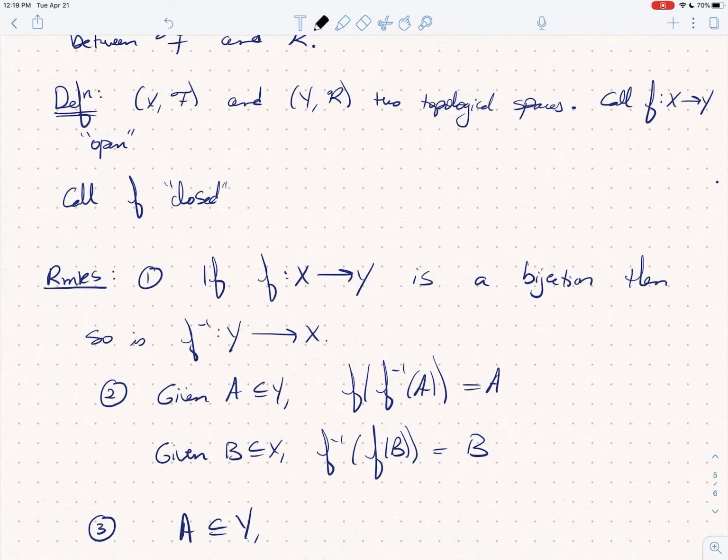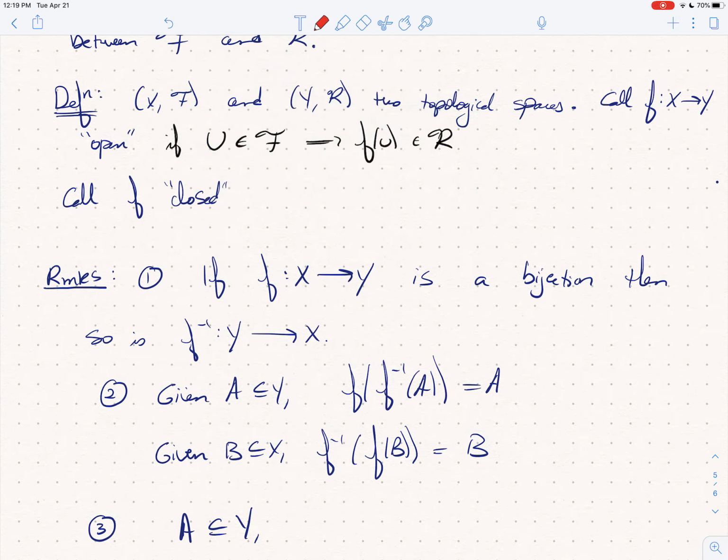All right, two more words I wanted to look at with you. So we're going to call a function between X and Y, where X and Y are topological spaces, open if, whenever you have an open set U under the topology F, that implies that f of U is open under the topology R. So whenever U is in F, f of U is in R. In other words, f takes open sets to open sets.